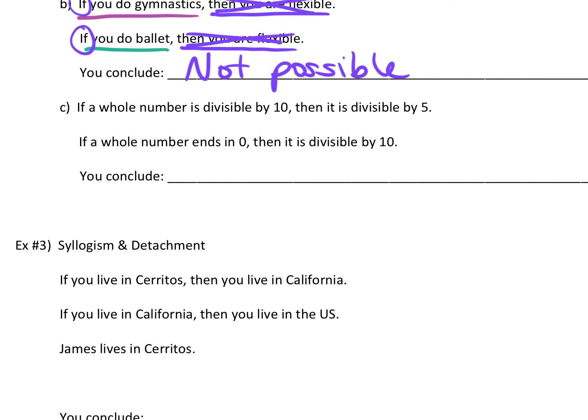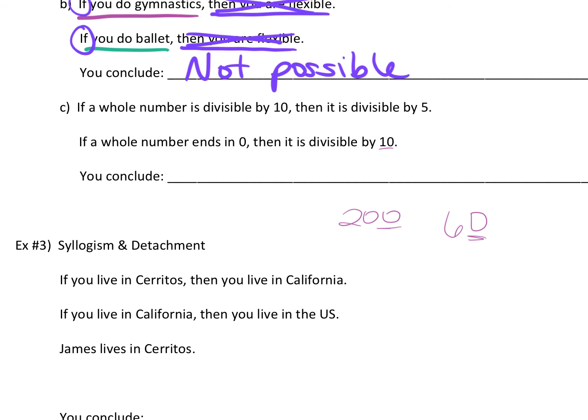If a whole number ends in 0, like 60, right? Then it's divisible by 10. 200, it's divisible by 10. Anything that ends in 0 is divisible by 10. But you don't cut anything out because nothing matches.